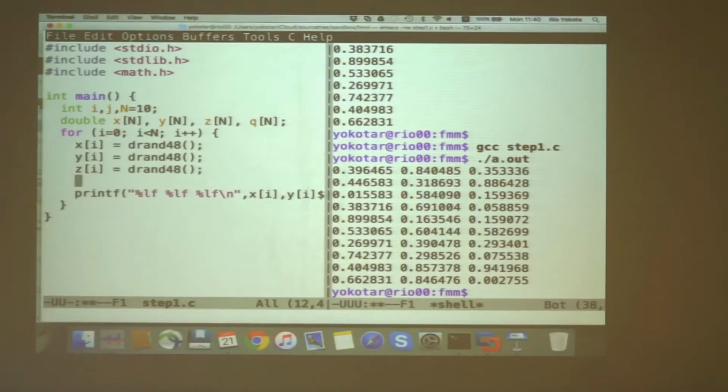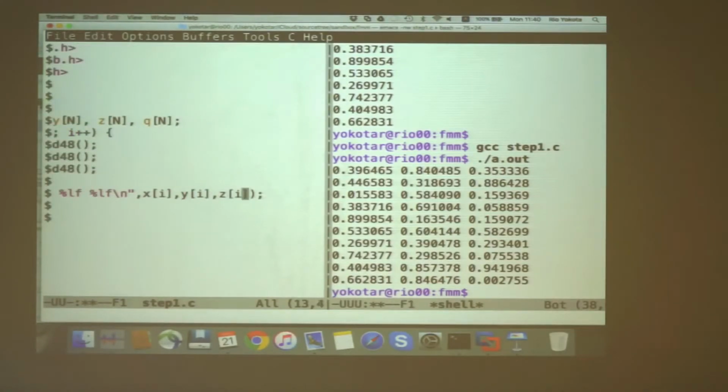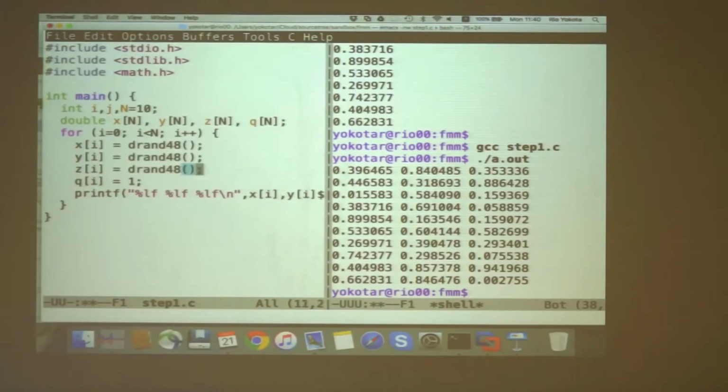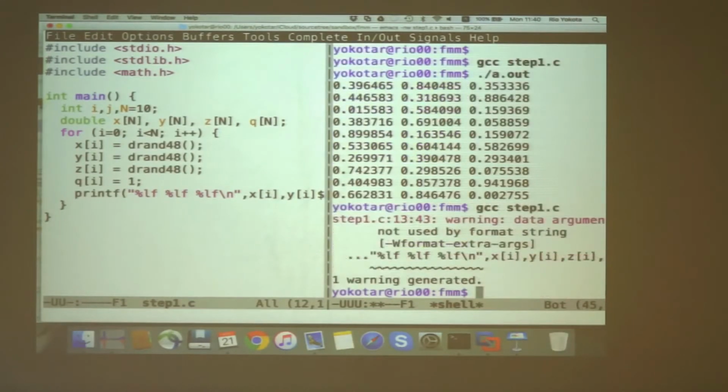And maybe I'll generate q as well. Let's see, I'm going to make it all ones because it's easier to check if they're all 1. The sum should be 10, and it's easy to check if it's correct. So I'm just going to make them all 1. And, oh, okay, I forgot to add another lf.